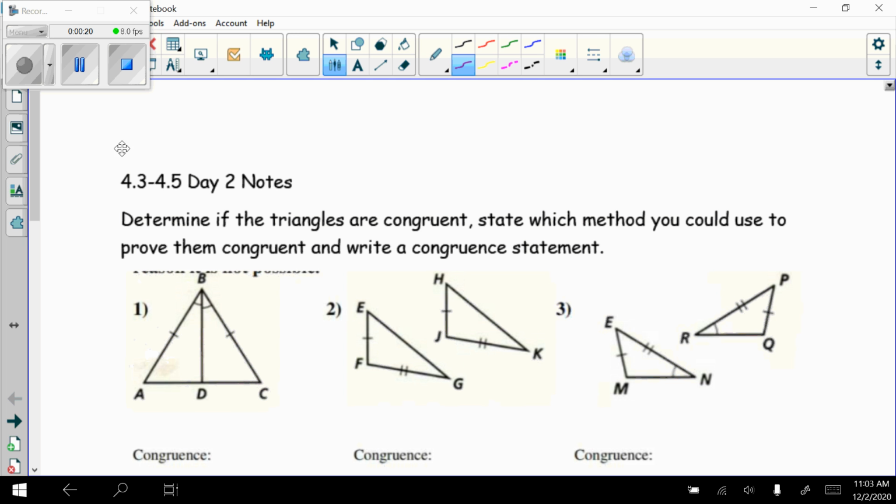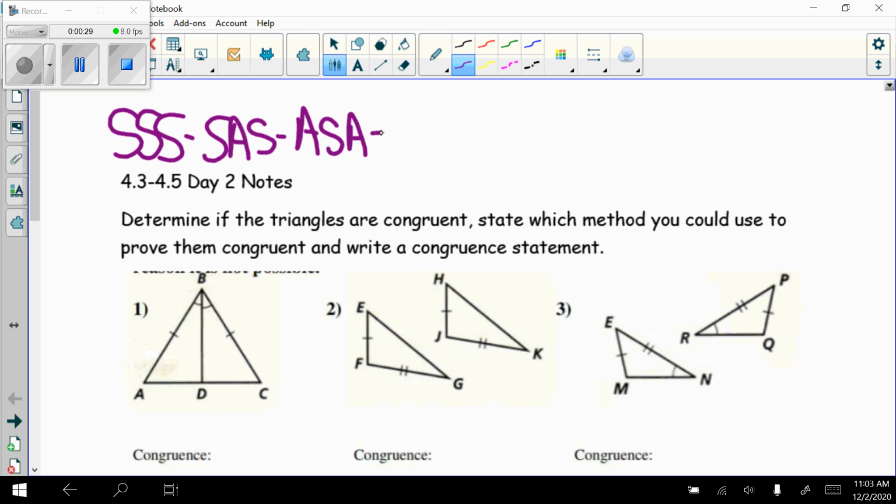We have SSS for side, side, side. We have SAS, side, angle, side. We have ASA, angle, side, angle. We have AAS, angle, angle, side. We have HL for hypotenuse leg, and then CPCTC. So those are our options.